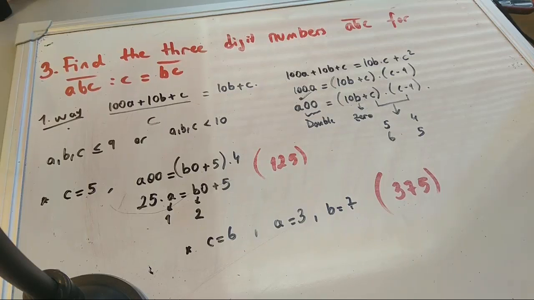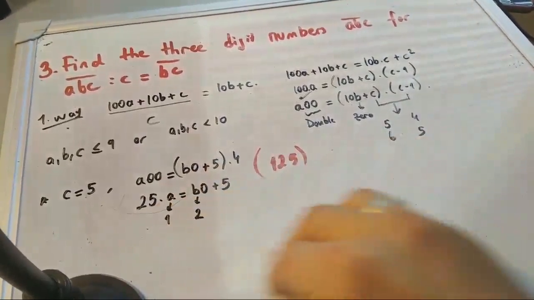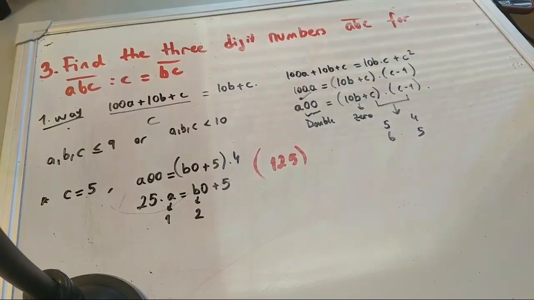Oh, sorry, we have a mistake here. Yes, you are right. Wait a second. So it means that for C is 5, we have two solutions for A and B. I'm sorry, it's my mistake. We will get here two different A and B.